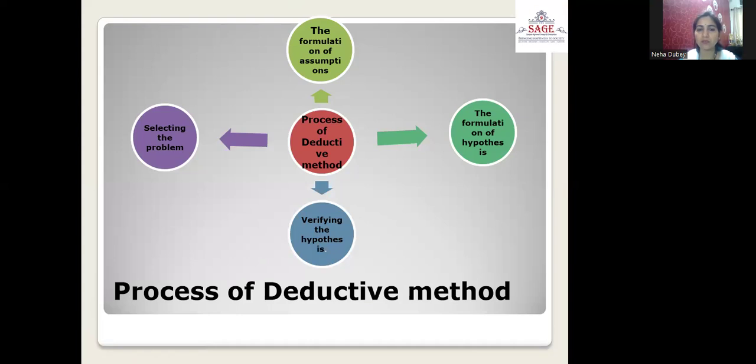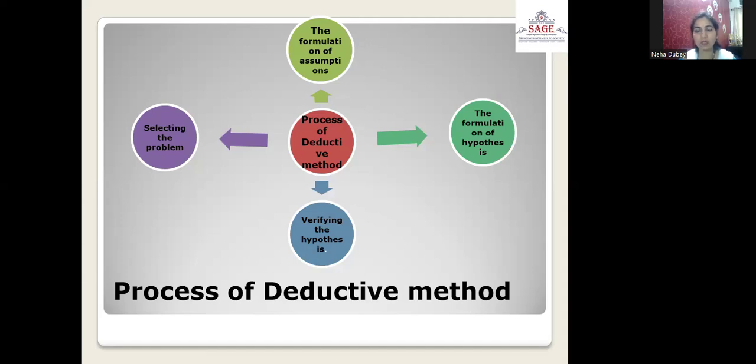So first of all, the process of the deductive method. As we know, we start from a very wide aspect or spectrum, and identify and resolve it and conclude it towards a specific solution. So the process goes on with selecting the problem. First of all, we need to identify the problem. Then we need to identify the formulation of assumptions. On the basis of those assumptions, we prepare the hypothesis and start our research so that we can conclude it in our specific solutions.